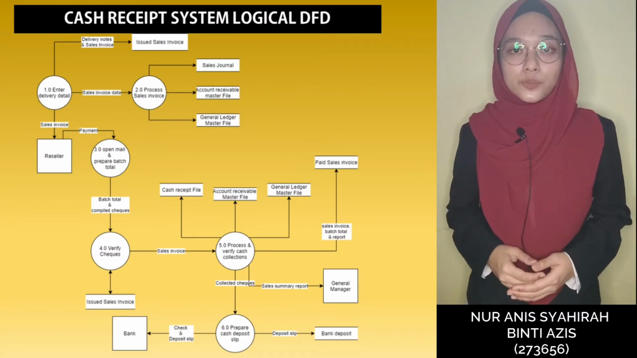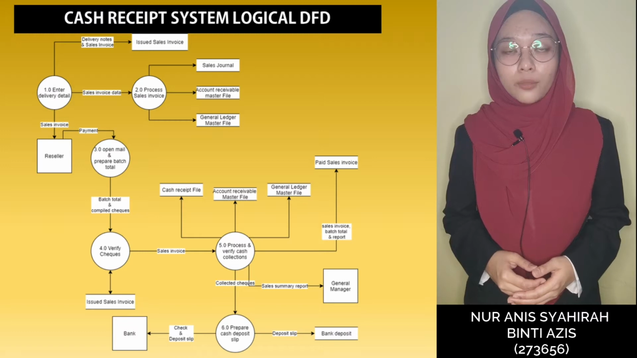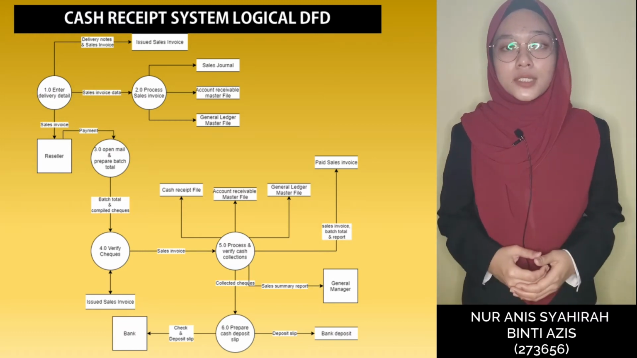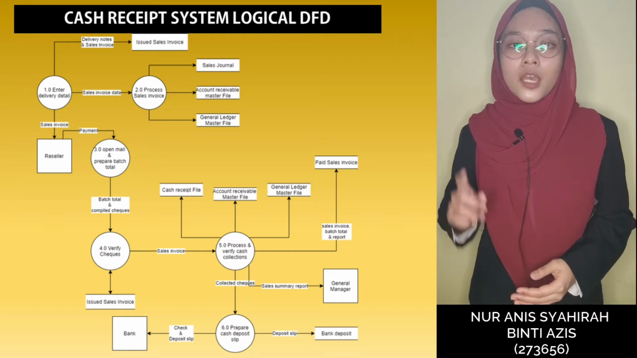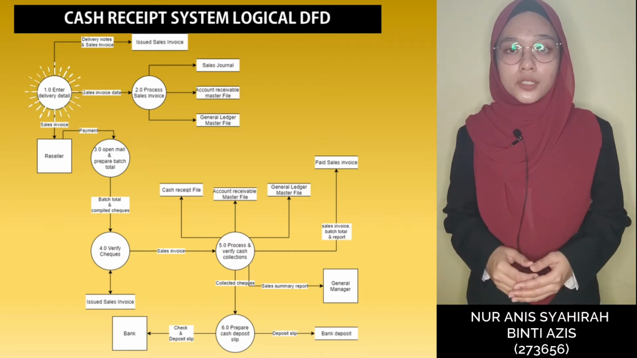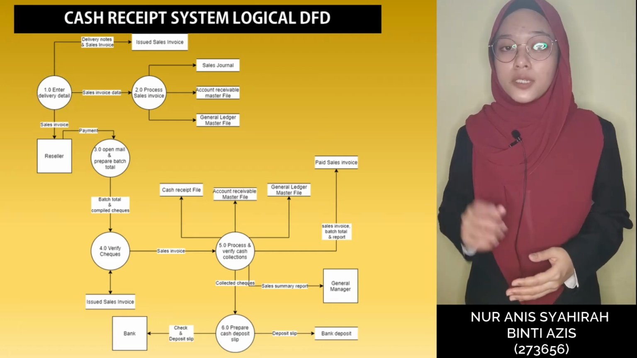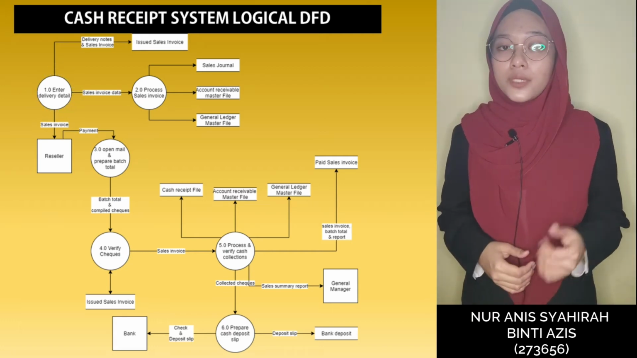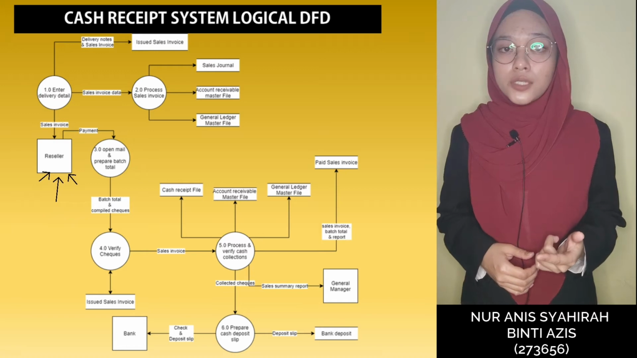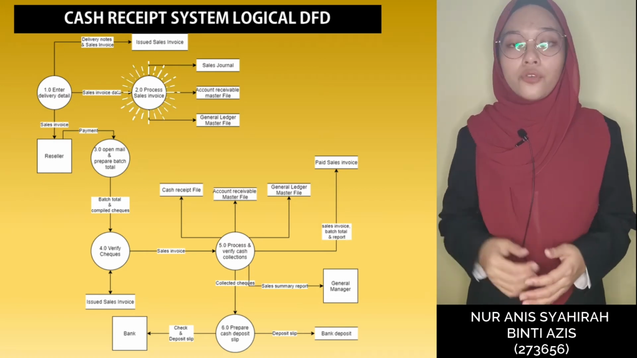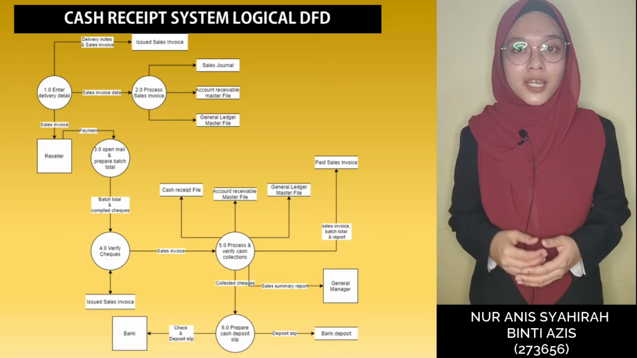Next, I will explain about the logical data flow diagram of the cash receipt system. There are 6 main processes in the system. The first process is to enter the delivery detail. Then, the sales invoice from process number 1 will be mailed to the reseller, filed to the issue sales invoice file, and will be processed in process number 2 for recording purposes.